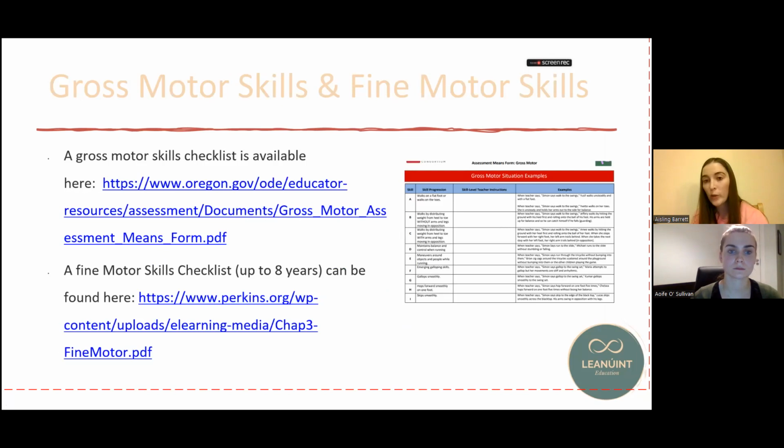Another assessment we're going to look at is gross motor skills and fine motor skills. And again, these are both free. Now, usually if you're looking at gross or fine motor skills, you will hopefully have the involvement of an OT. But if it's not possible or you're waiting on an OT, it can just be useful to have specific checklists. So there is one for gross motor skills and fine motor skills up to 8 years old, which can be found on the following documents. And again, they're both free PDFs that can be downloaded.